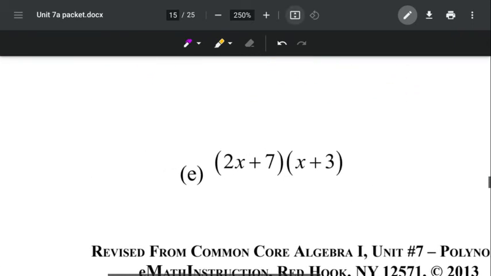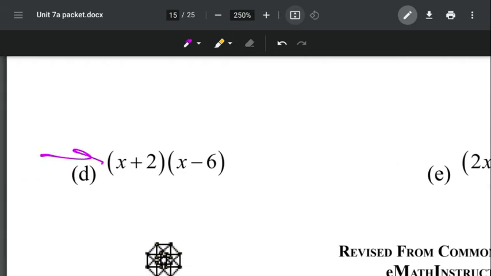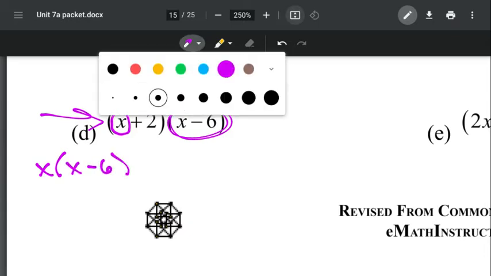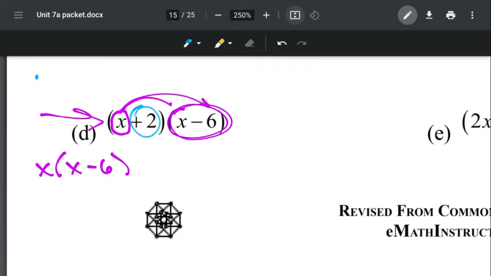Now here, we've got two sets of parentheses, and both sets of parentheses have add and subtract symbols. So that's not going to help us do the same format that we did before. So what we're going to do is take this x and give it to this set of parentheses. So really you have x times this thing, x minus 6. Then you're going to take this 2 and do the same thing, plus 2 times this guy.